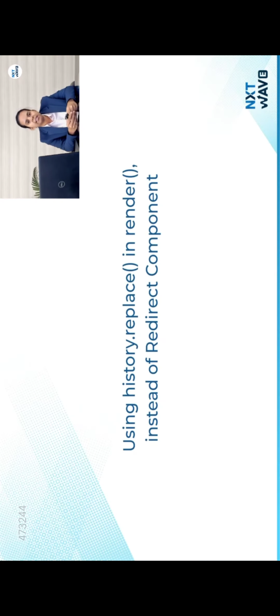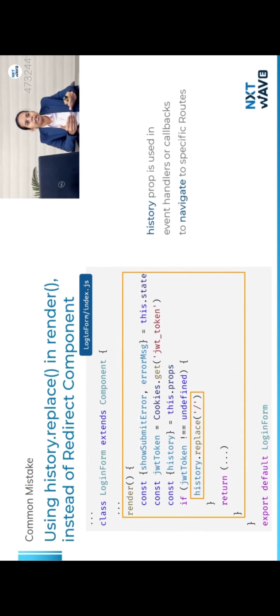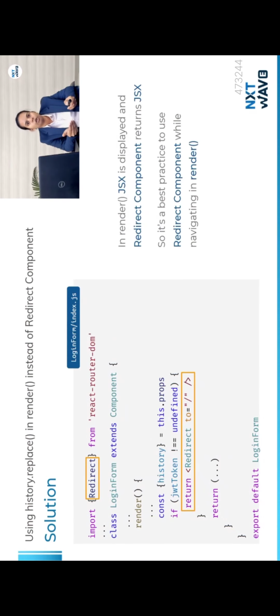Now, the next thing is using history.replace in the render method instead of the redirect component. Here you can see in the render method, we have made use of history.replace. The history prop should be used in event handlers or callbacks to navigate to specific routes. In the render method, we have to make use of the redirect component because the redirect component will return a JSX element that needs to be rendered. Since inside the render we are expecting to return a JSX element, we have to make use of the redirect element.